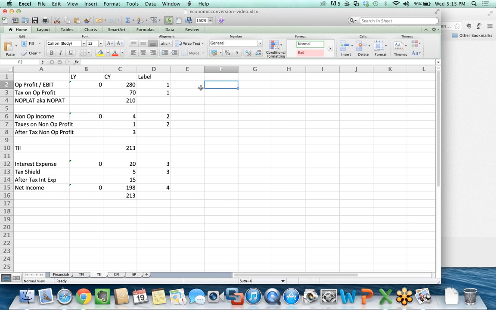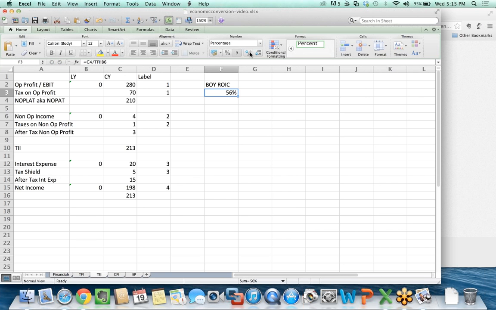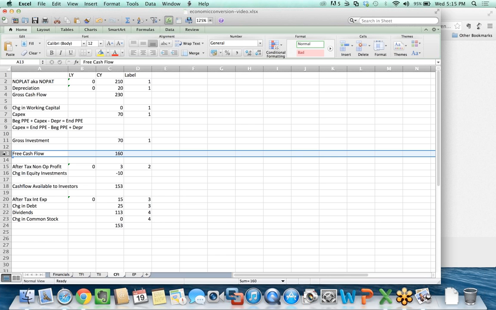So in this case, I'm going to do it based on an end of year basis, ROIC. Actually, I'll do beginning of year just to be consistent. Beginning of year ROIC. Well, what's ROIC? It's my NOPLAT divided by my invested capital. So I can quickly, by putting everything into the economic format, get my ROIC, get my economic profit, get my free cash flow, which is in the CFI format, because those are going to be the key variables that we're going to use when we value a company.